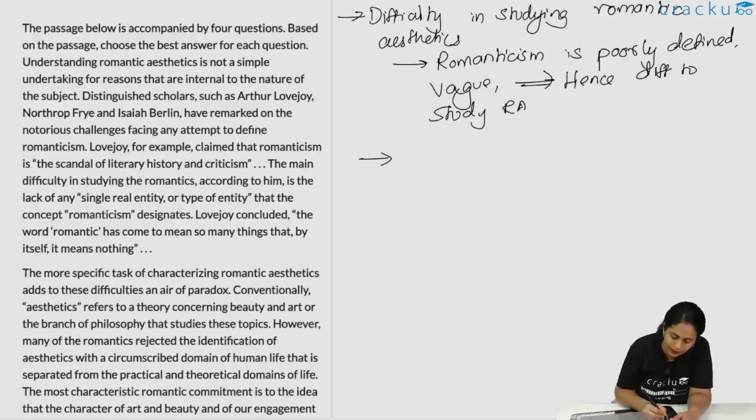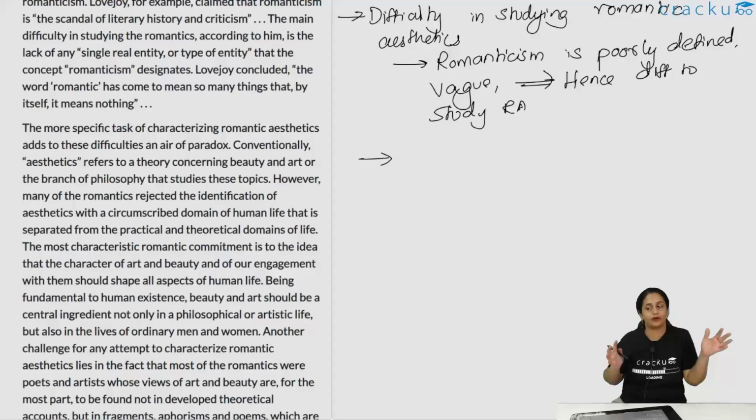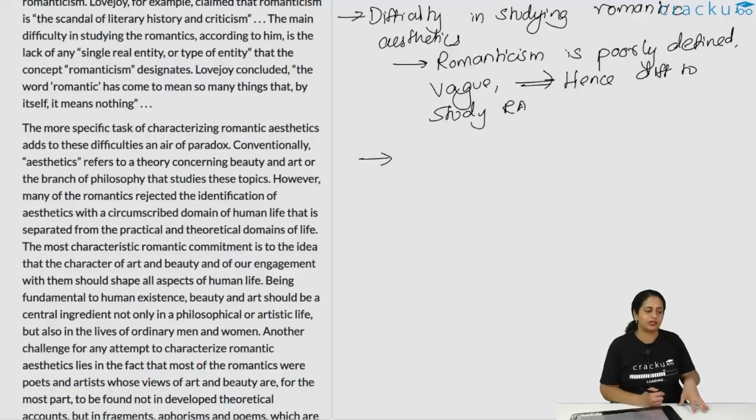Now let's take a look at the next paragraph. The more specific task of characterizing romantic aesthetics adds to these difficulties an air of paradox. Conventionally, aesthetics refers to the theory concerning beauty and art, or a branch of philosophy that studies these topics. Now basically, not only is romanticism difficult, when you specifically say not just romanticism but romantic aesthetics, it actually becomes paradoxical. Why does it become paradoxical? Then he says that when you say aesthetics, it talks about beauty and art.